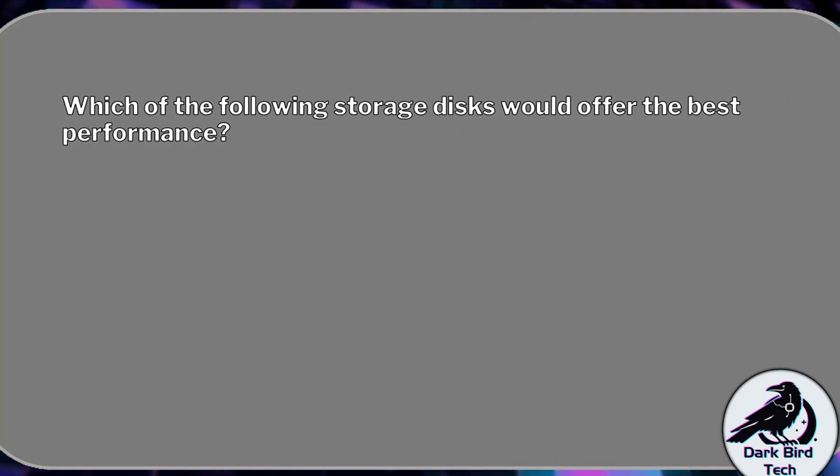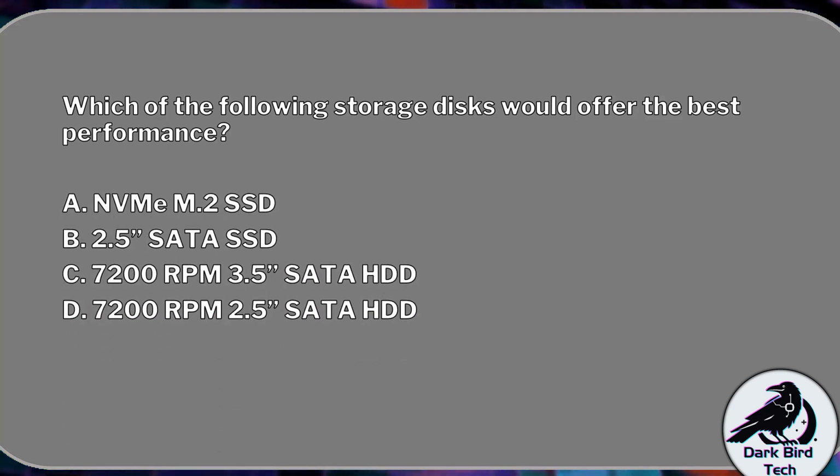Which of the following storage disks would offer the best performance? Let's see what we get. So we've got an NVMe M.2 SSD. I'm straight away wanting to go for that, but let's just make sure there's not something faster. A 2.5-inch SATA SSD. A 7200 RPM 3.5-inch SATA HDD. And a 7200 RPM 2.5-inch SATA HDD. Now, before we get stuck into things, they have picked three disks that have different size form factors.